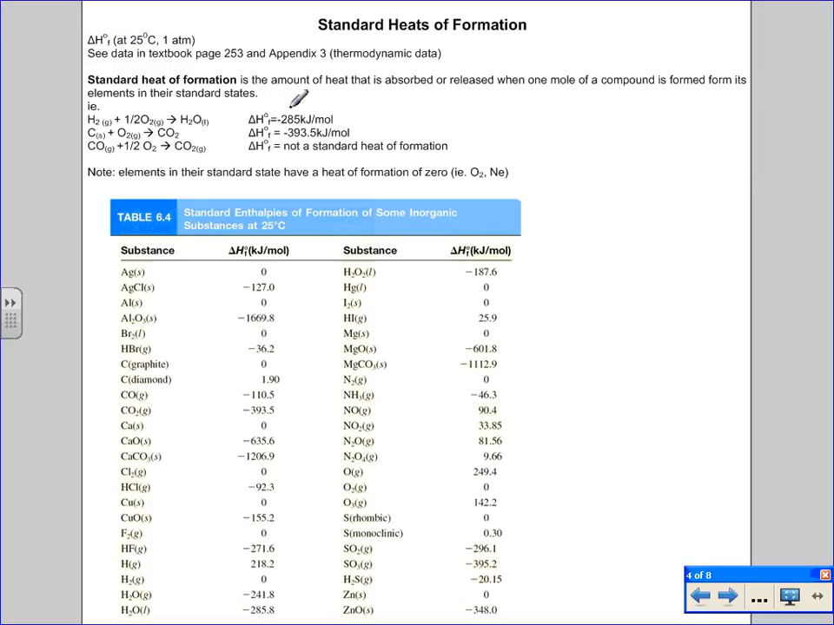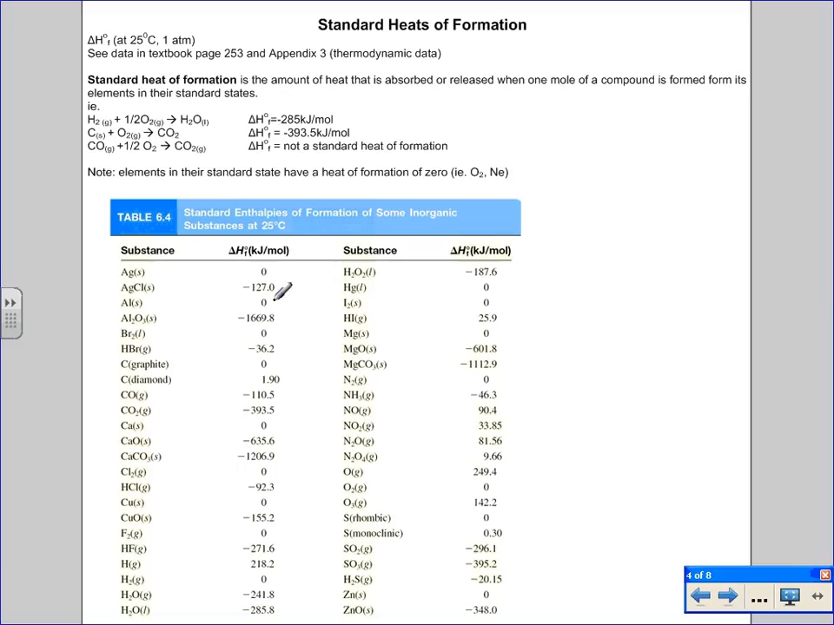Now this is thermodynamic data, heats of formation. So you find the values for the standard heats of formation in your textbook. Okay, at the back of your textbook in the appendix, there is an extended list of compounds and their appropriate delta H naught Fs, which you may need to refer to. On page 253, there's a simplified list of some key compounds.